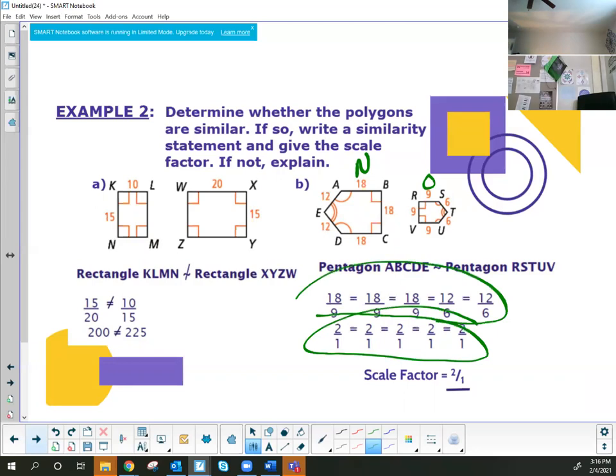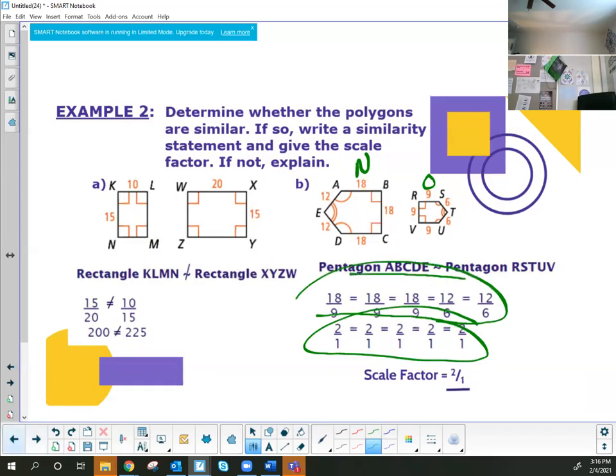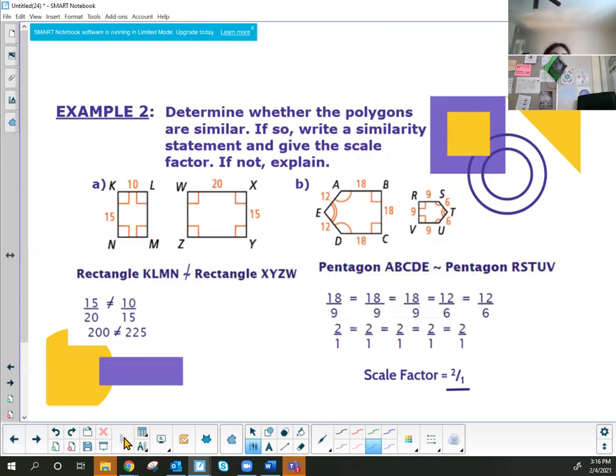So this one does work out. All the angles are the same and all the sides are proportional. So those two shapes are similar. And by the way, this right here is your similarity statement. That's how you write it. So when you're doing your homework, if they're asking you to look at the similarity statement, this right here is your similar symbol. You're saying that those two shapes are the exact same shape, just a different size.